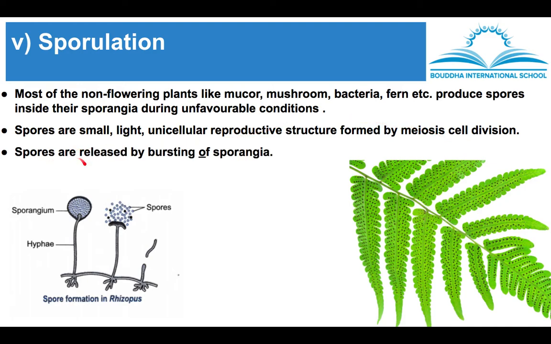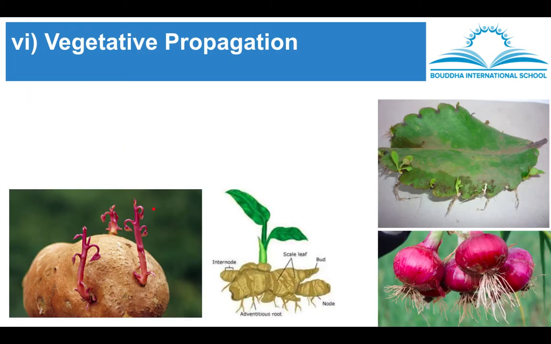And these spores are released by bursting of sporangia. So when spores get mature, then the wall of sporangium breaks down, and then whatever spores are present inside, they are released outside. And during favorable conditions, these spores germinate and form the new plant.